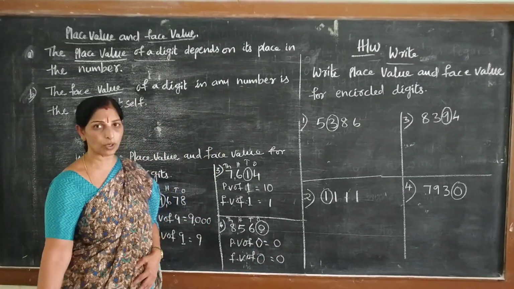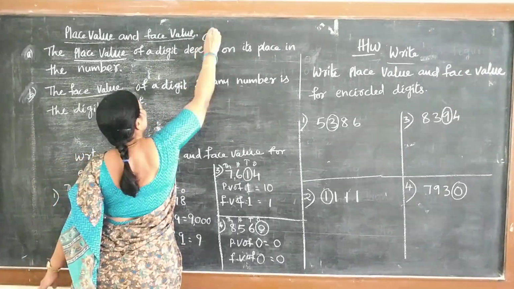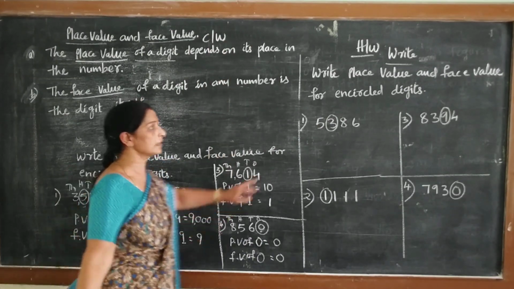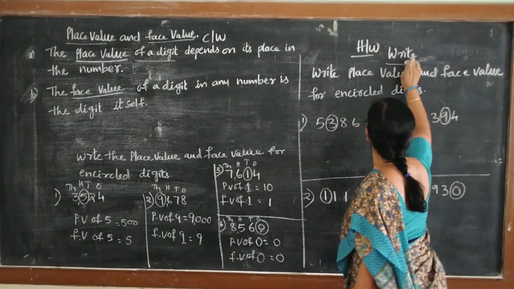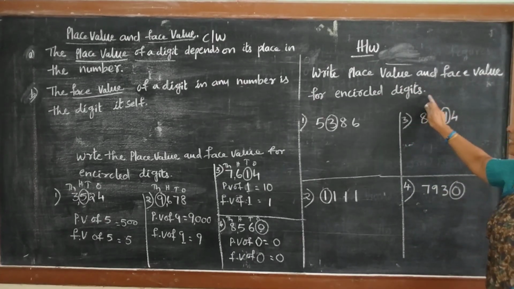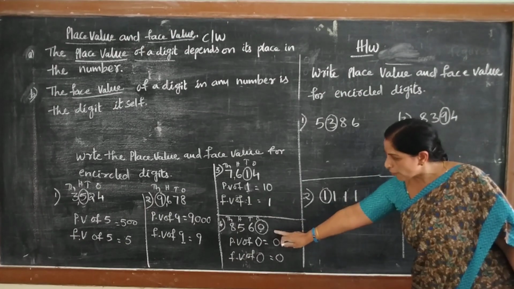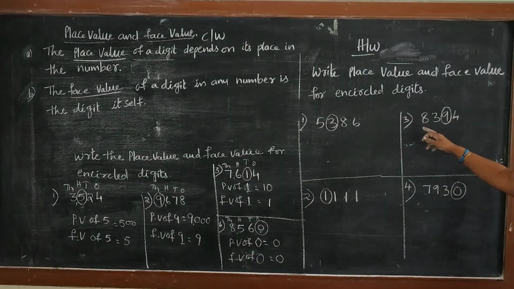I hope you all understood, children. Okay, this should be written in your classwork and this should be written in your homework. Write place value and face value for the encircled digits. Here I have given 4 on the board.